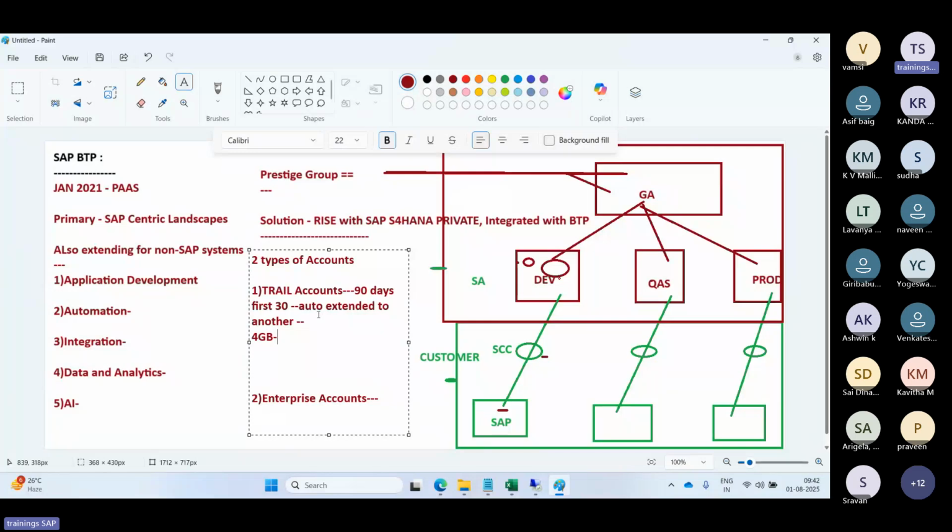I will give you more details later on what the applications, instances and services are; for now I am giving you just a high-level view. Then with enterprise accounts, there are no such limitations here; you can use up to whatever you want, there is no limitation.